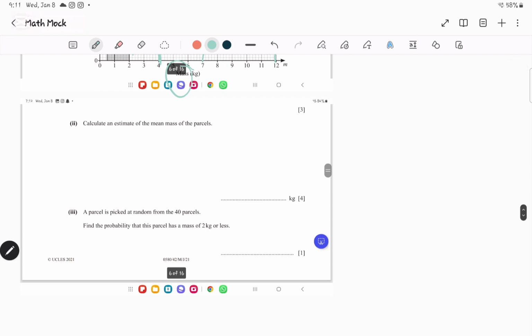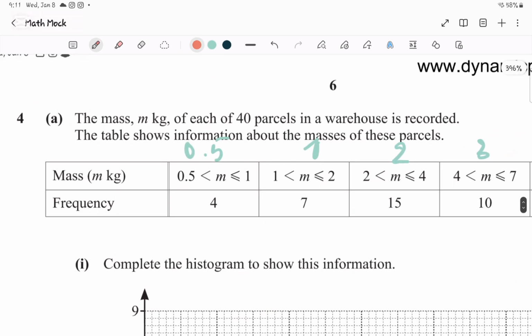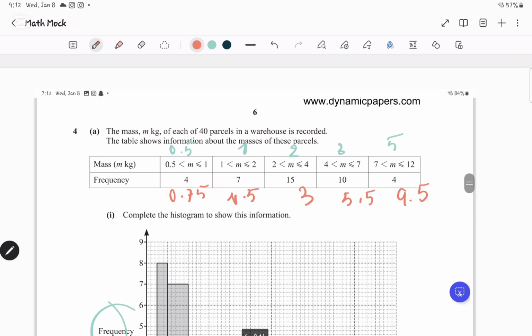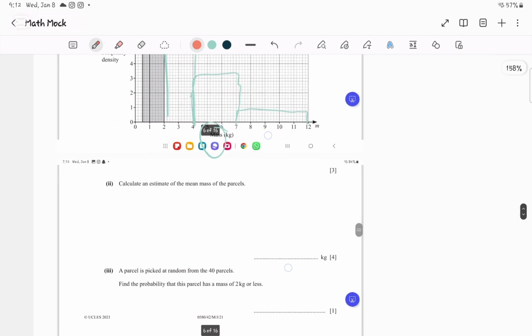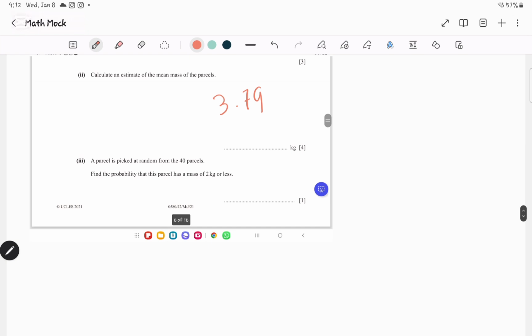Now we need to calculate an estimate of the mean. Again, to calculate the estimate of the mean, we need to find the mid-interval. I will find it in red. I'm just going to write them, so I will stop the video, write them, and then continue. Then we multiply it by the frequency divided by the total frequency, and we get an approximate answer of 3.79 kg. Now, part three: a parcel is picked at random from the 40 parcels. Find the probability that it's 2 kg or less.